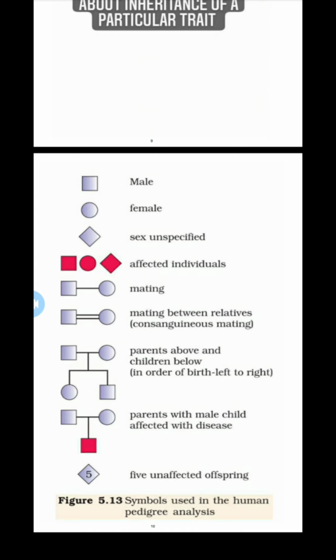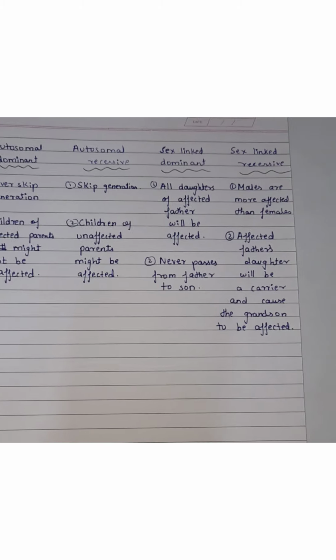Now the square and the circle with affected children, with a shaded square, symbolizes an affected male child, and a kite with 5 symbolizes 5 unaffected offspring.